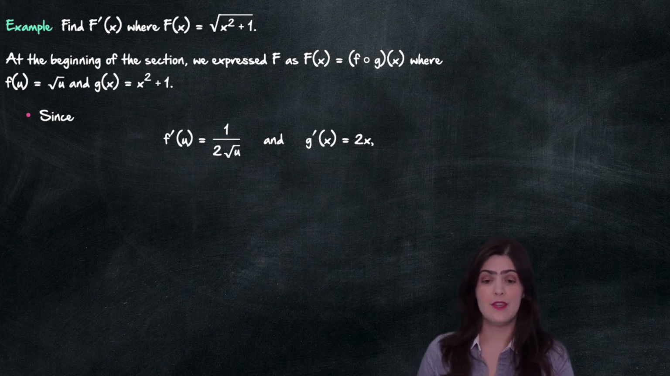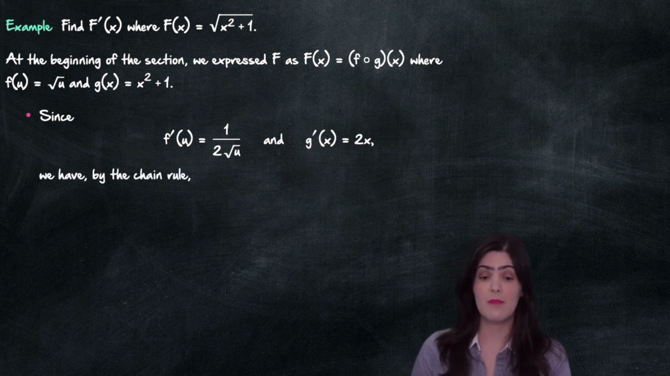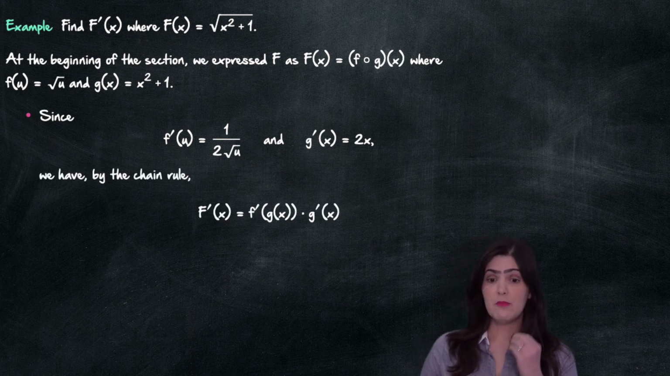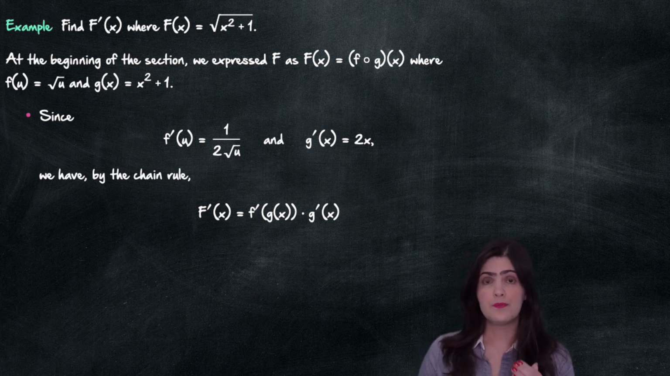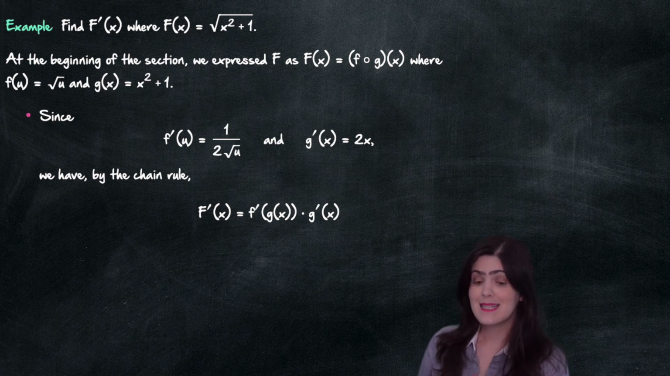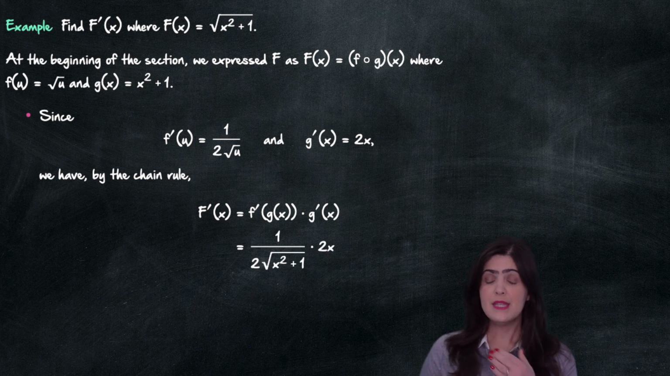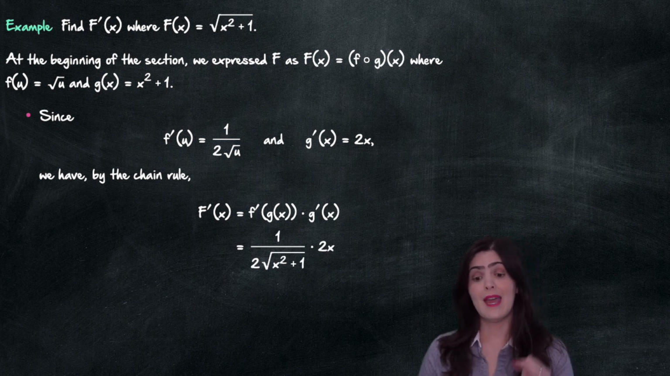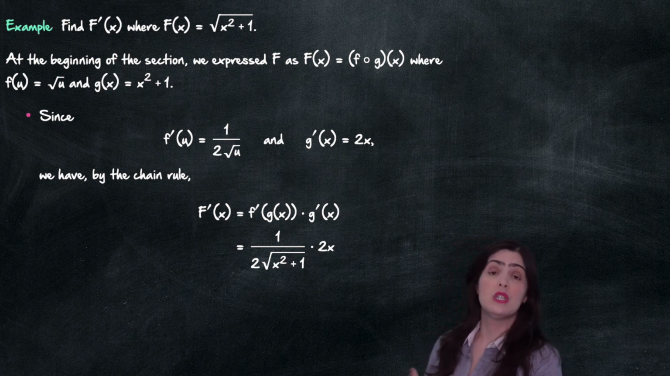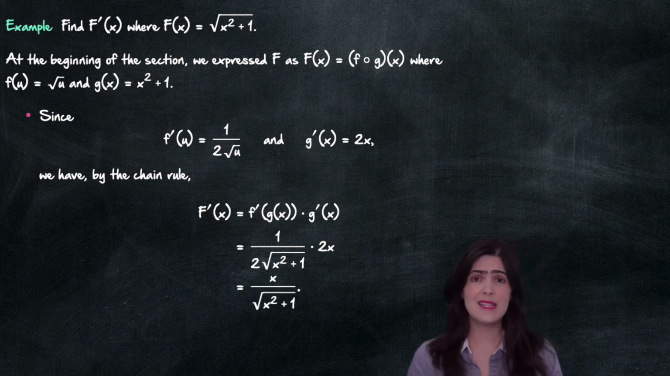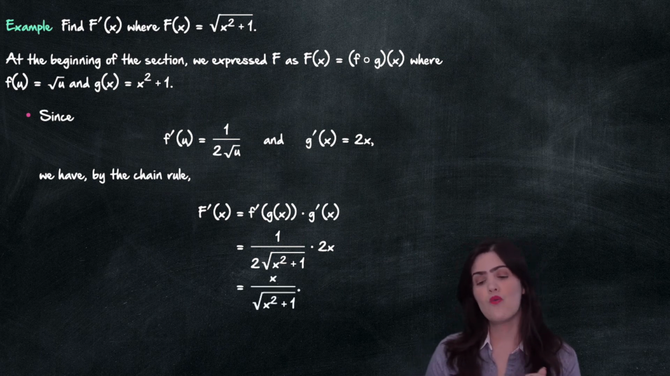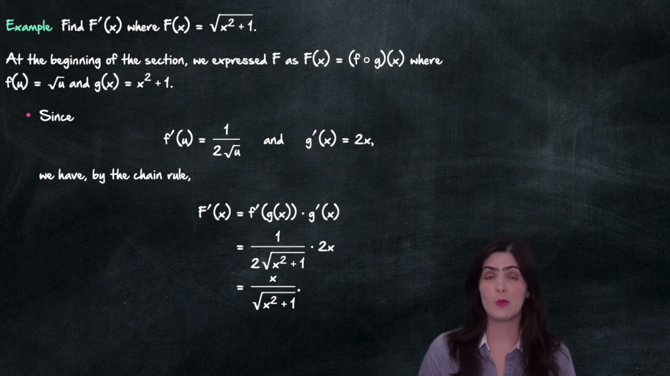So now that we have this, what would be the derivative of the composition? Well, this would be f prime evaluated at g of x. So that would be 1 over 2 times square root of g of x times g prime of x. So this is 1 over 2 square root of x squared plus 1, that is g of x, times 2x, which is just g prime of x. And here, we can cancel the 2's to make things look a bit nicer, and this is x over square root of x squared plus 1.